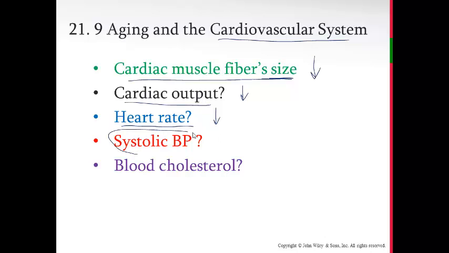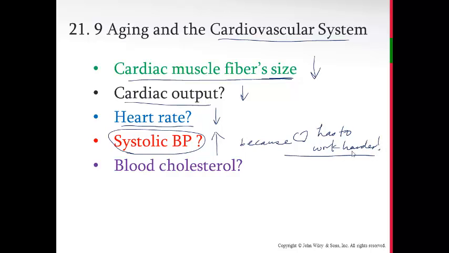And how about systolic pressure, when your heart is contracting the most? On the opposite end, this actually increases. A lot of the time it's because your heart has to work harder. As we get older, maybe there's more plaque formation, more fatty materials in the blood vessels, so your heart has to work extra hard. And it's sometimes related to a blood cholesterol level that is much higher than when you're younger.